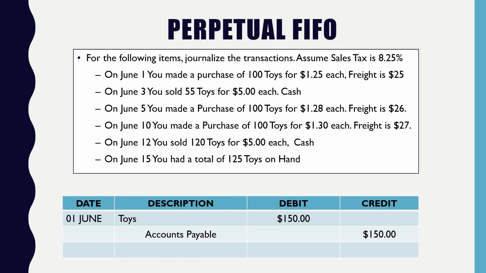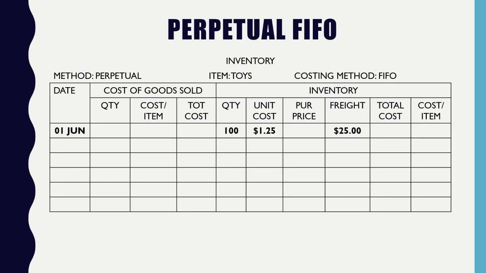Assume that tax is 8.25%. On June 1st, you made a purchase of 100 toys for $1.25 each, with the freight costing you $25. So in this case, we journalized that we purchased toys for $125 plus the freight of $25 to equal $150. So I have to plug it into an inventory worksheet.